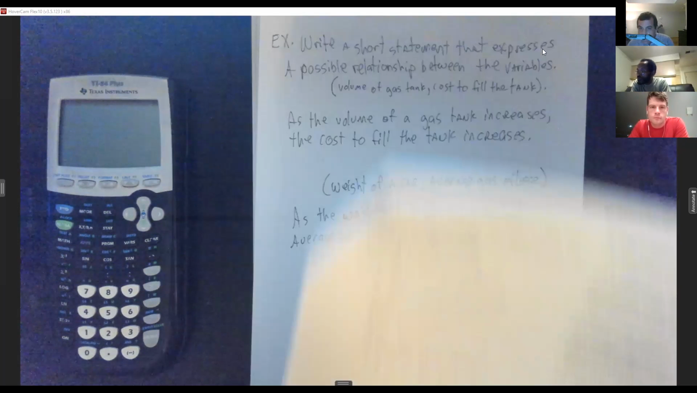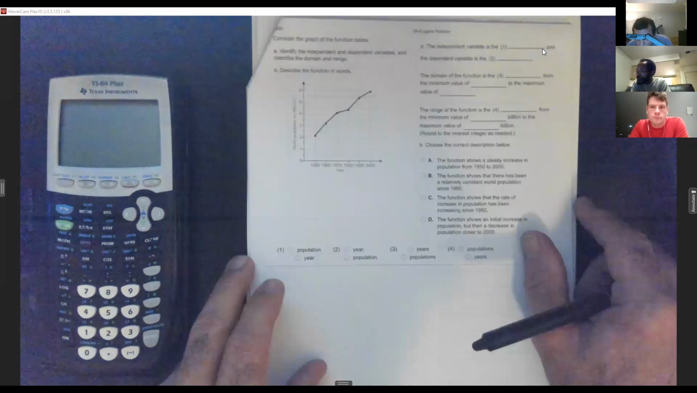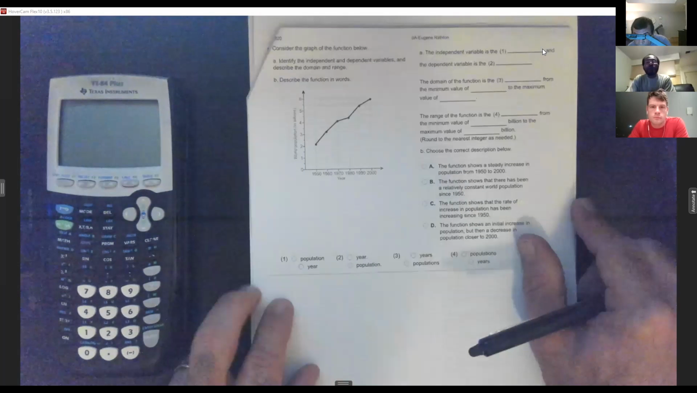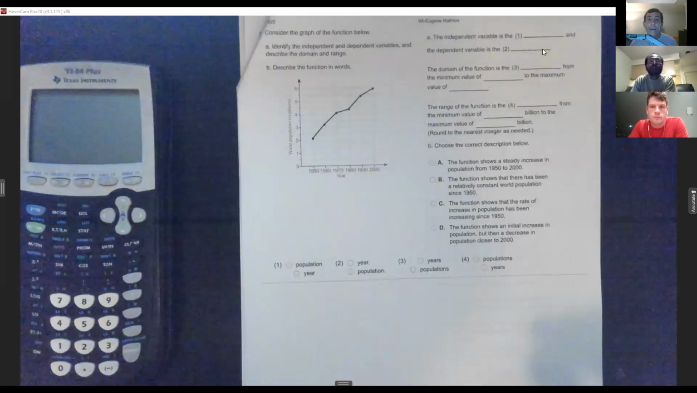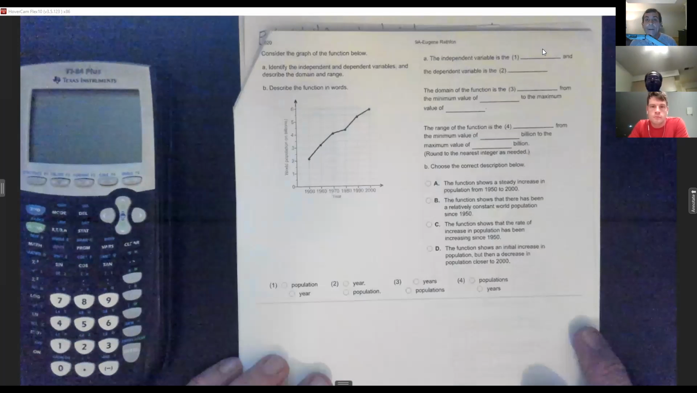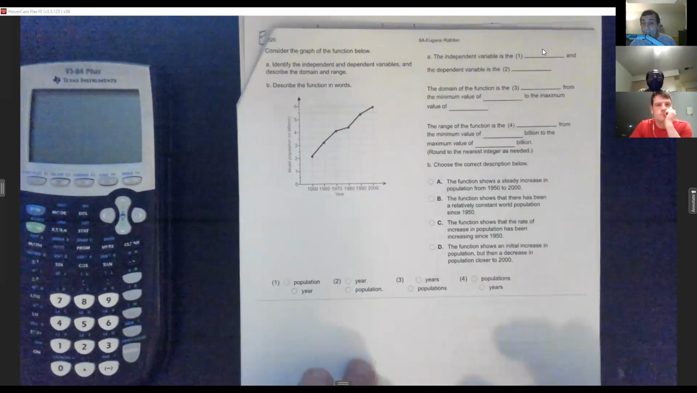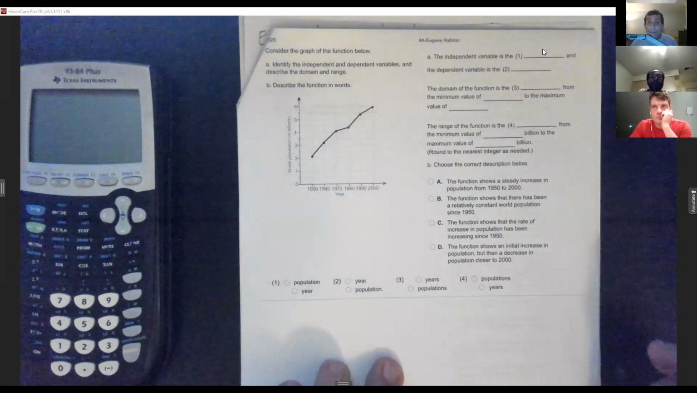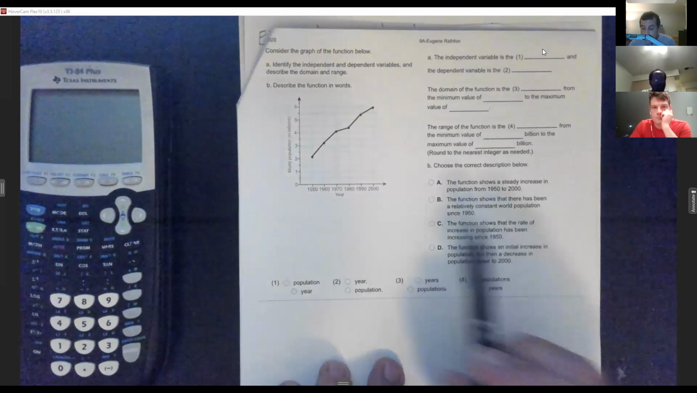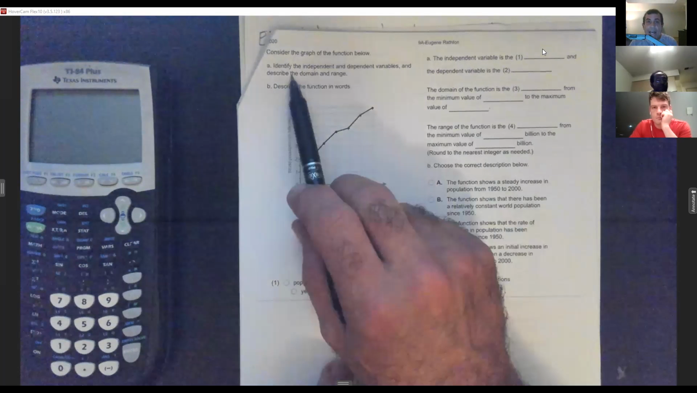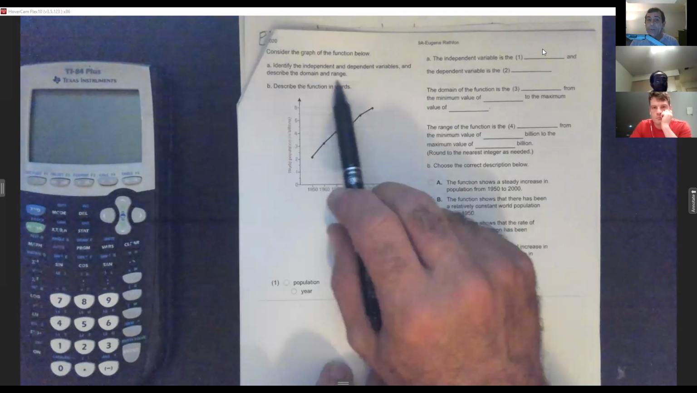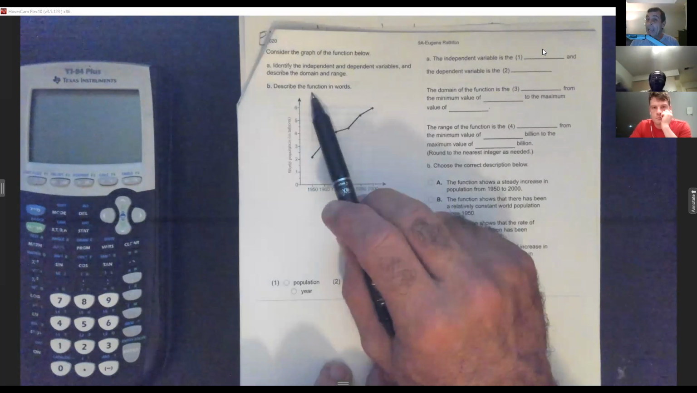All right, so let me see if y'all can see this pretty good, or do I need to zoom in? Let me zoom in just a little. So this is like one of y'all's homework problems. So we're going to identify the independent and dependent variables and describe the domain and range.